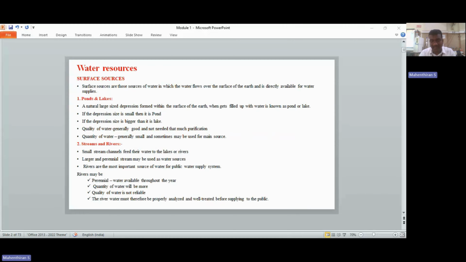So the water must be properly analyzed and treated. Before supplying water, we should analyze it by means of testing, and we should purify the water also by means of the treatment.